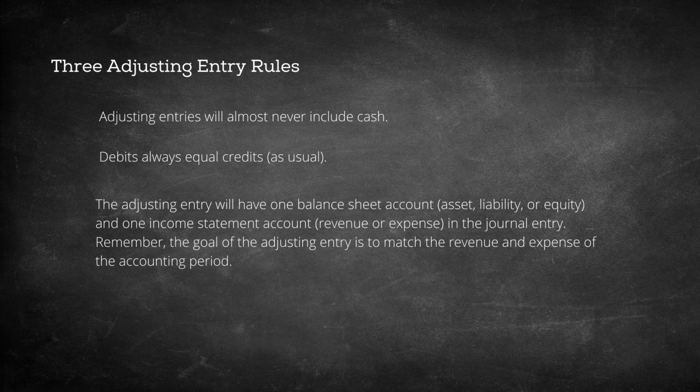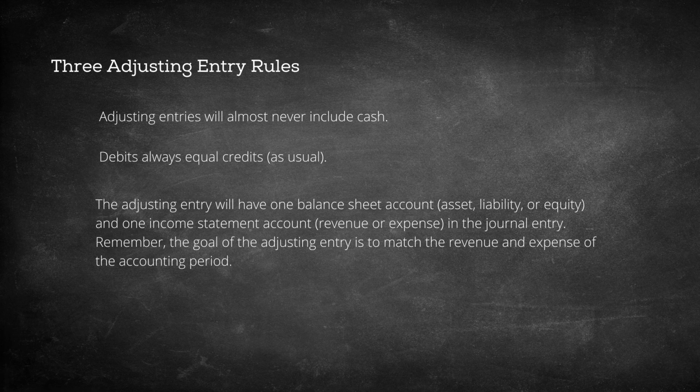And let's proceed to the three adjusting entry rules. Adjusting entries almost never include cash. The purpose of adjusting entries is to make the accounting records accurately reflect the matching principle, which is to match revenue and expense of the operating period. There are some rare cases where cash needs to be adjusted, but ideally, that adjusting should have all been done prior to running the unadjusted trial balance.